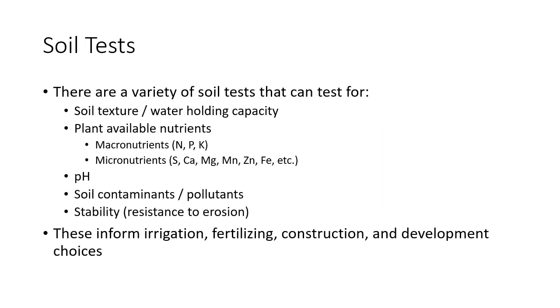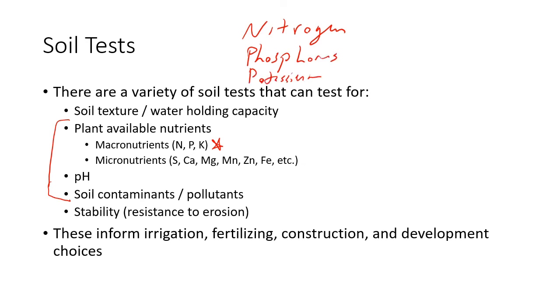Besides texture and water holding capacity, a few other key aspects of soil that we could test for, and we will test for in class. Most of these are chemical, so these three right here are chemical tests or chemical characteristics of the soil. The first one being the nutrients that are available. So the macronutrients of N, P, and K. N is nitrogen. P is phosphorus. And K is potassium. Okay, so just the chemical symbols for those three elements.